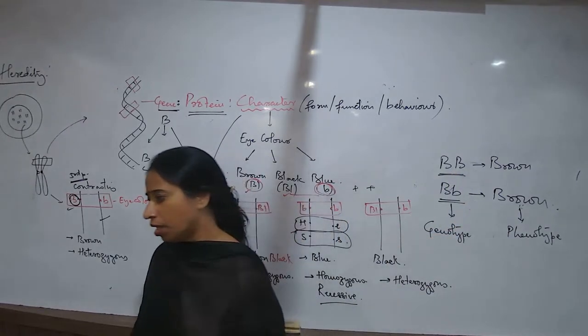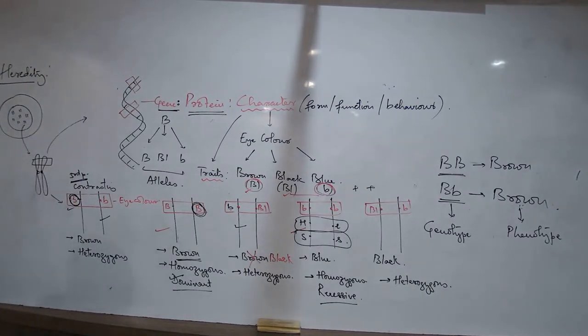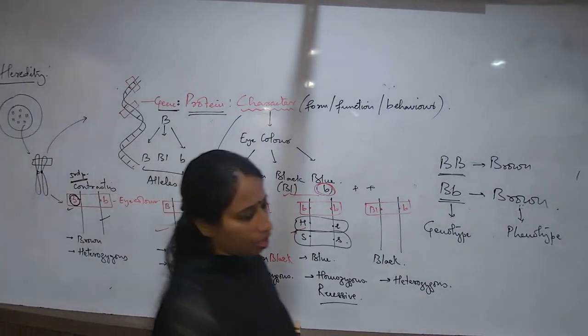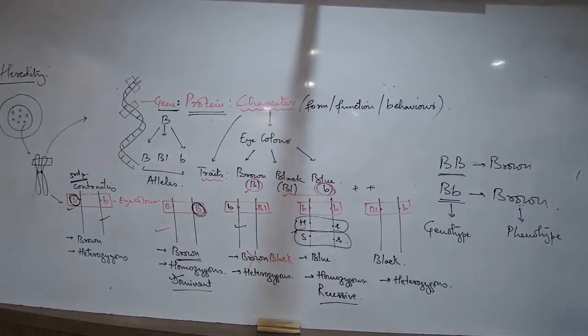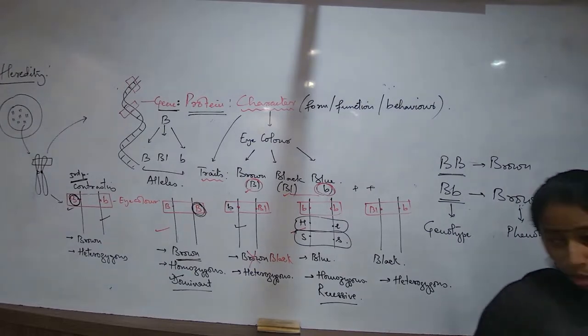Phenotype next. The visual expression, V-I-S-U-A-L, your visual expression. What is phenotype? The visual expression of the genes in our chromosome pairs. Visual expression of genes in our chromosome pairs is known as phenotype.